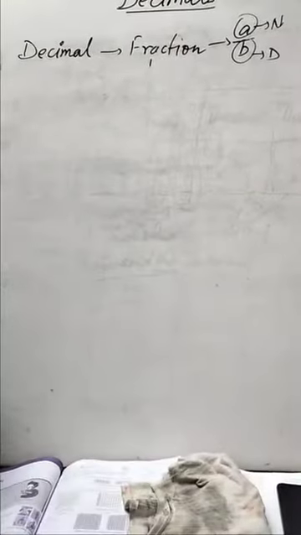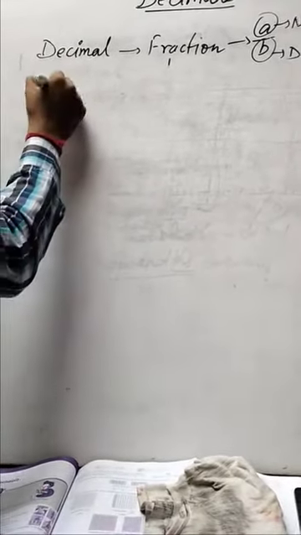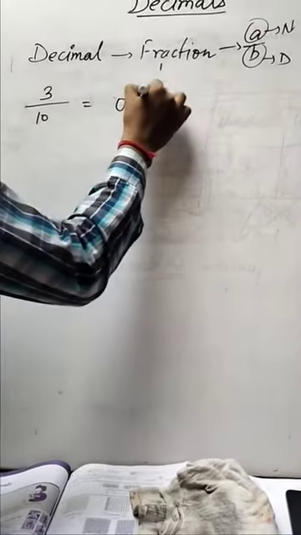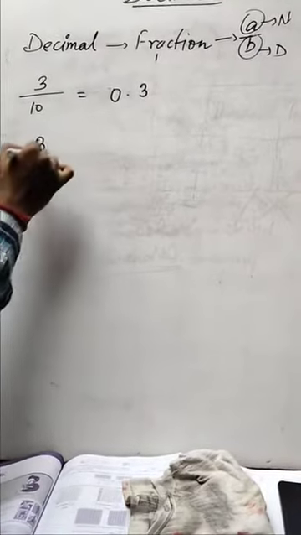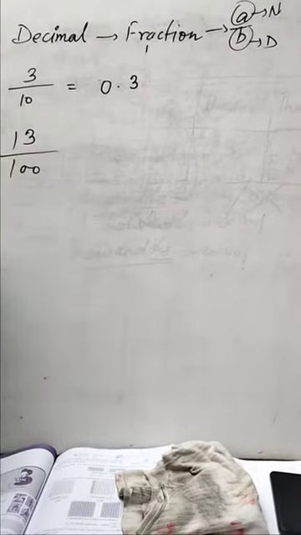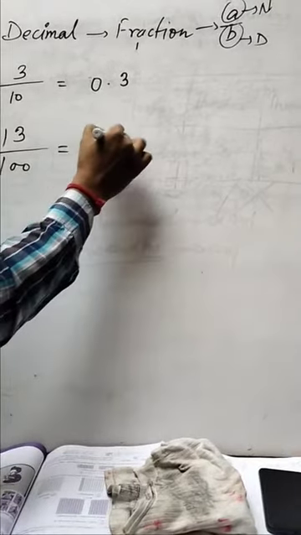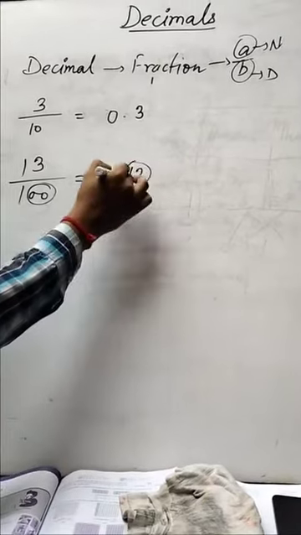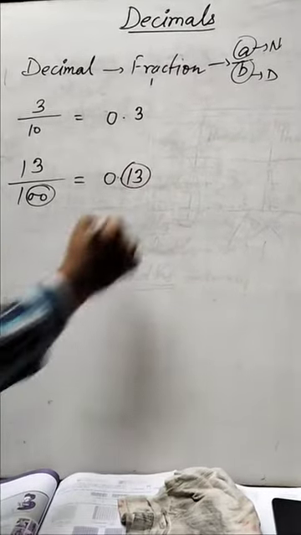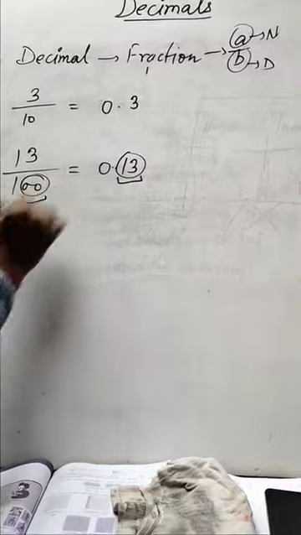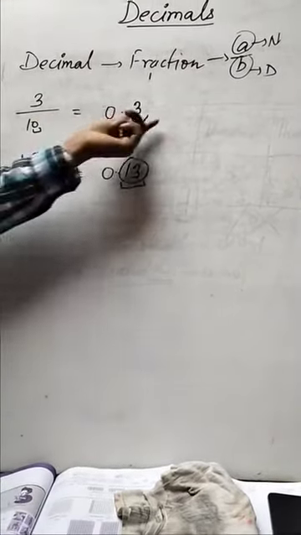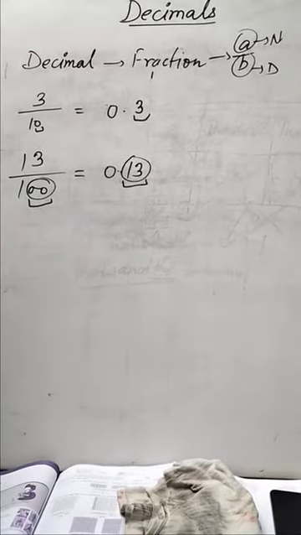So next, I am going to take one example. For example, if I am having 3 upon 10, how can we write this number? 0.3. If it is 13 upon 100, how can we write? 0.13. Remember it, the number of zeros and the number of digits after decimal should be equal, because 2 digits are here, 2 zeros, and 1 digit here, 1 zero.